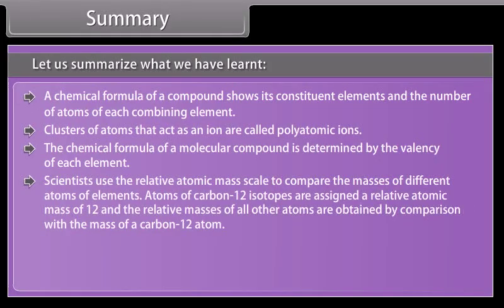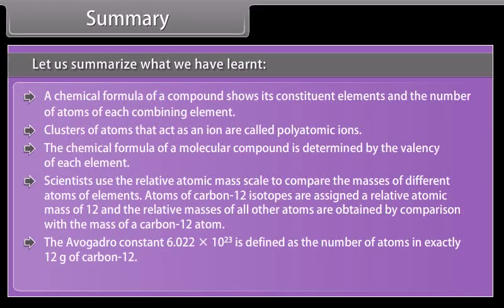Scientists use the relative atomic mass scale to compare the masses of different atoms of elements. Atoms of carbon-12 isotopes are assigned a relative atomic mass of 12, and the relative masses of all other atoms are obtained by comparison with the mass of a carbon-12 atom. The Avogadro constant, 6.022 into 10 raised to the power 23, is defined as the number of atoms in exactly 12 grams of carbon-12. Mass of 1 mole of a substance is called its molar mass.